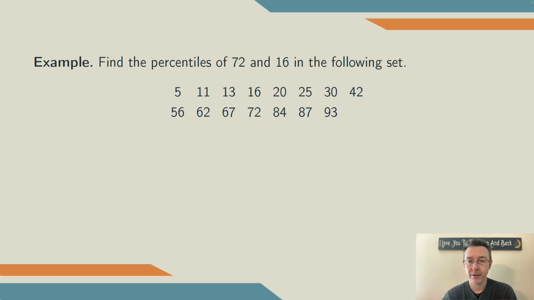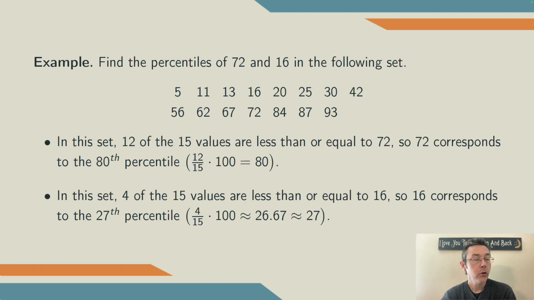Here's a small data set, and I'd like to find the percentiles of the two values 72 and 16. So this is a good place to pause the video and try and do this on your own. So looking at 72, 12 of the 15 values are less than or equal to that. So 72 corresponds to the 80th percentile.